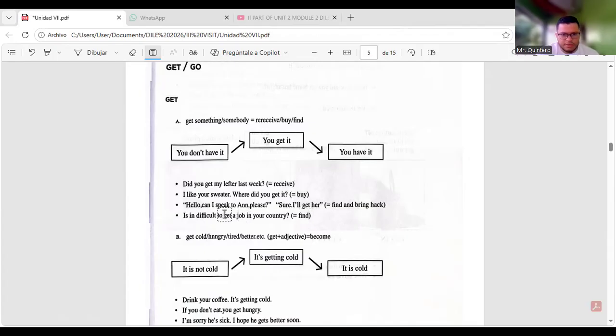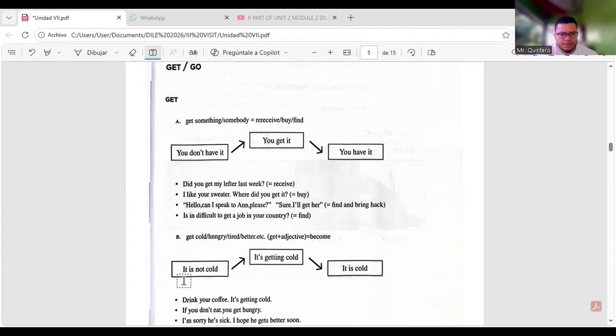Is it difficult to get a job in your country? To find, right? Get cold, get hungry. Entonces recordemos que podemos utilizar el gets para recibir, para comprar o para encontrar algo o a alguien. Get cold, get hungry, tener frío o enfriarse, tener hambre, estar cansado, es mejorarse. Get cold, get hungry, get tired, get better. Get plus adjective, become. Es algo de llegar a ser.